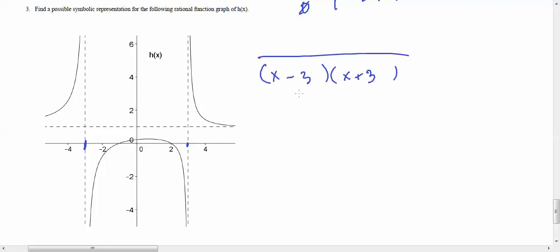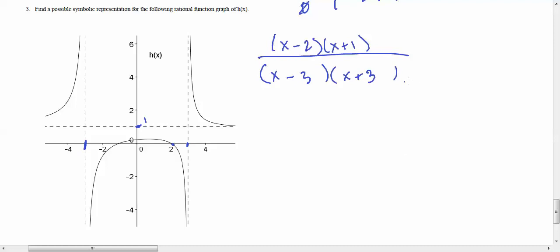I'm going to get my numerator from my x-intercepts, and my x-intercepts are at x equals 2 and negative 1. So I'm just going to have x minus 2 and x plus 1. My horizontal asymptote occurs at y equals 1.